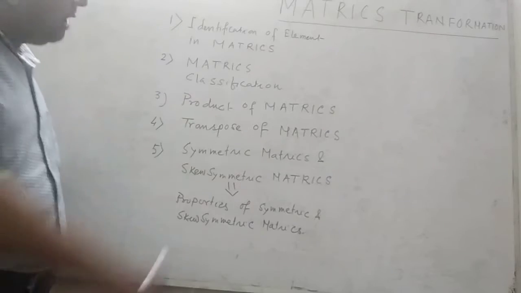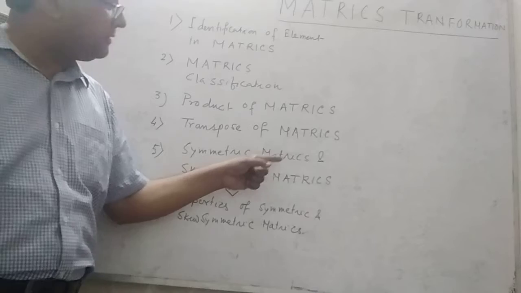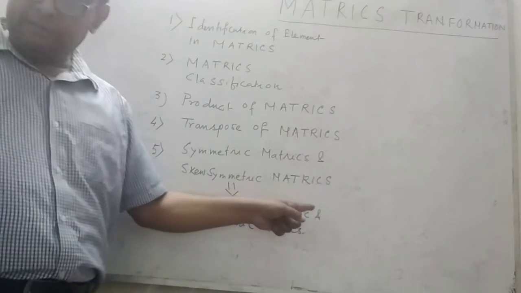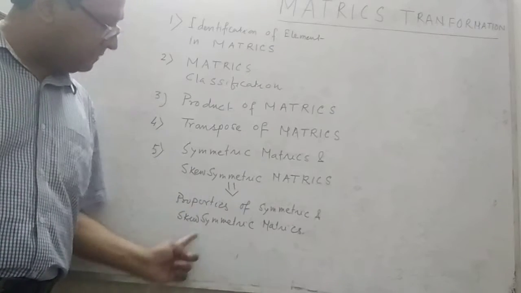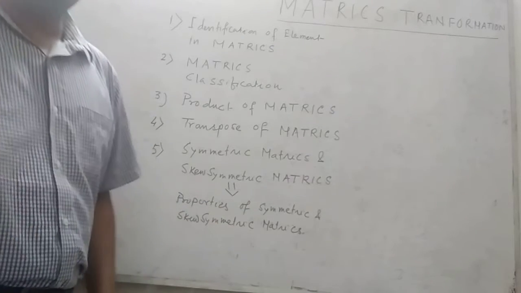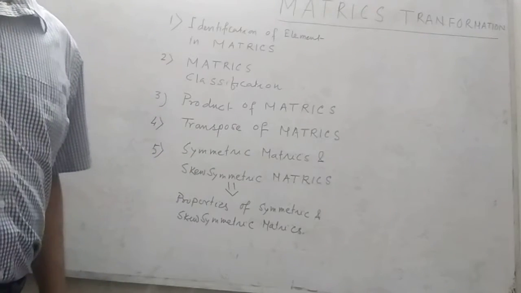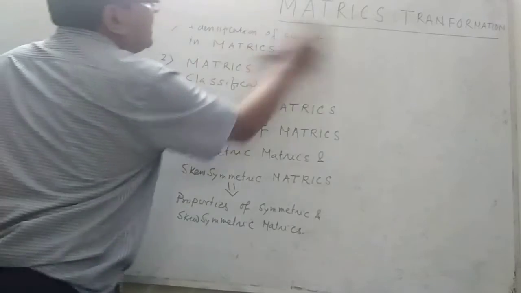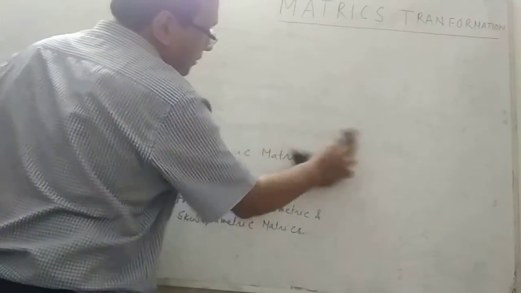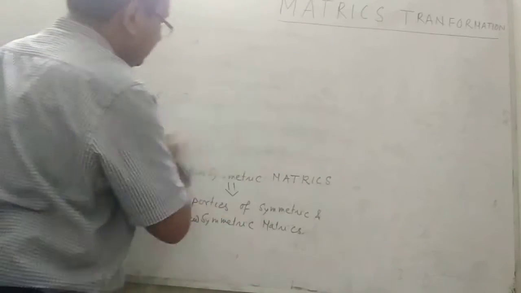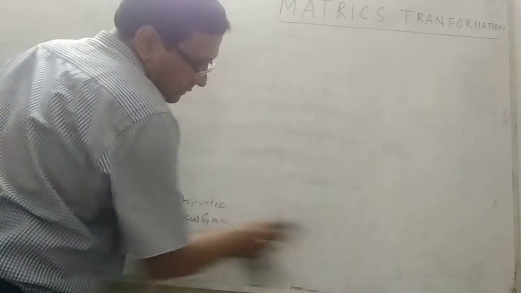After that, we have covered the transpose of a matrix, and then a very important topic, the symmetric matrix and the skew symmetric matrix. We have also done a few properties of the symmetric and skew symmetric matrix. So after learning these 5 or 6 subtopics under matrix, today we would like to discuss matrix transformations. Now, what are matrix transformations? That I would like to discuss.